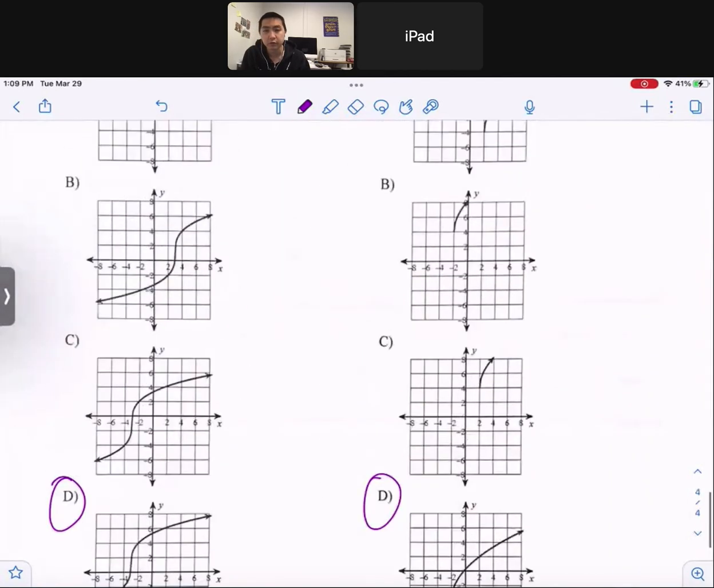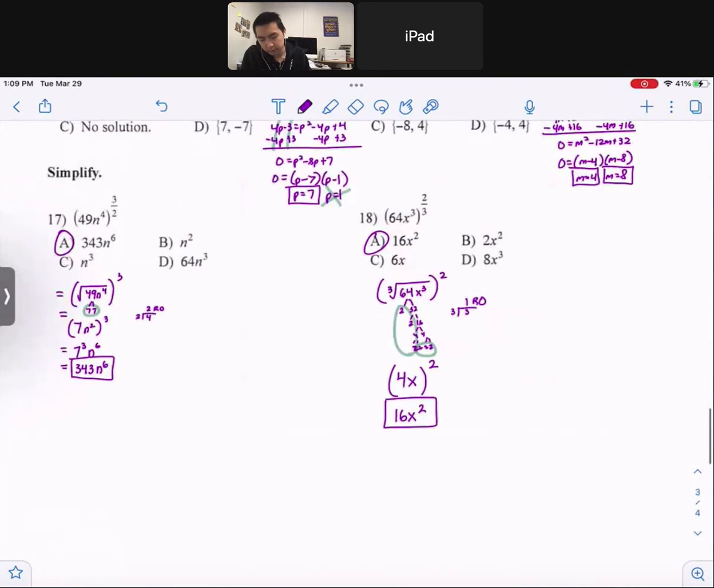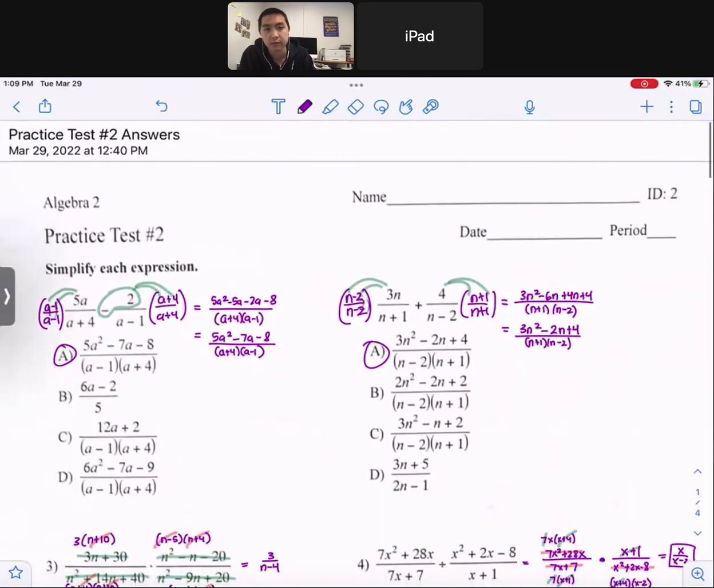So definitely use the translations to help you locate which graph you need to find. And if you need to make tables, the parent function tables, then definitely do so. Okay? So hopefully this helps you out, and just keep on practicing. Keep on practicing all this stuff.